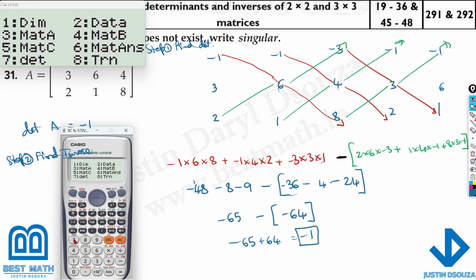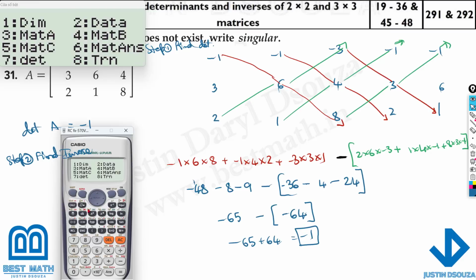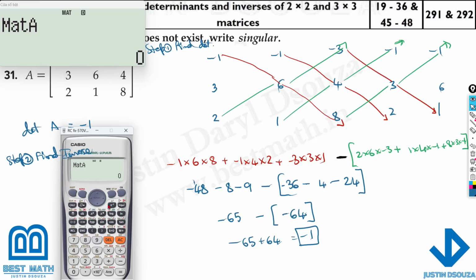Now here the determinant is given by option 7. Press shift and 4 again for matrix A, close the bracket, and look what's the answer. It's minus 1. Yes, absolutely. How do you find the inverse? It's just by shift 4, type in the matrix which you want to find its inverse, and the inverse symbol is over here. That's the answer.